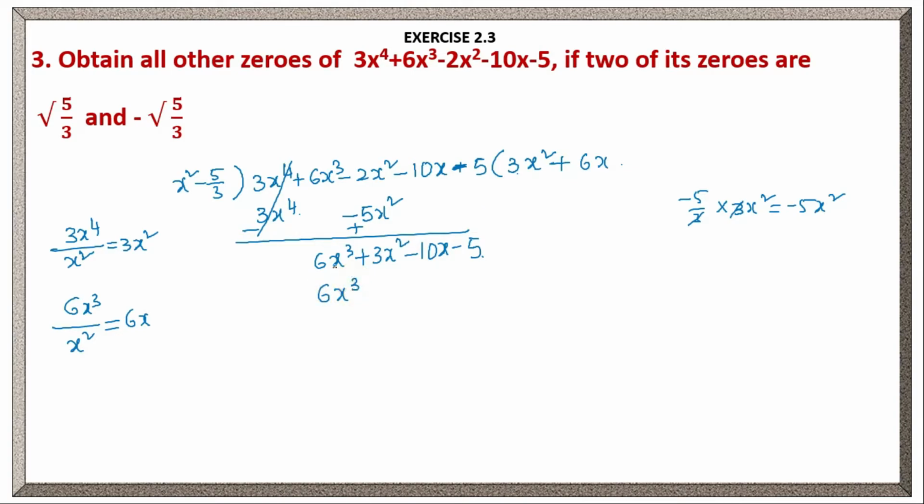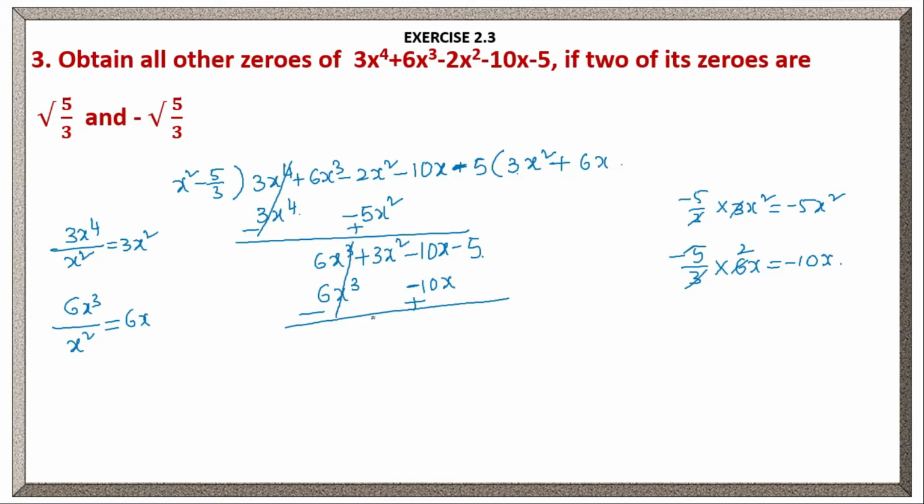6x cube minus 5 by 3 into 6x. 3 ones are 3, 2s are... So minus 5 into 2 is minus 10x. Write minus 10x in the place of x term. Minus 10x. So now subtract.